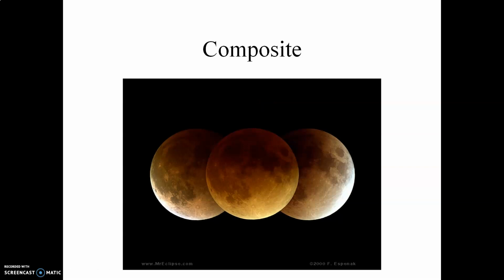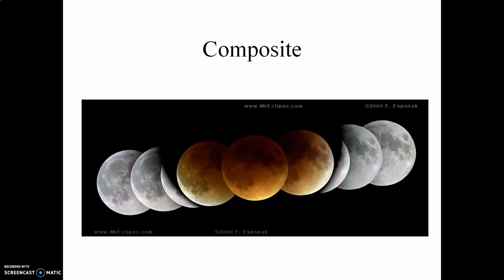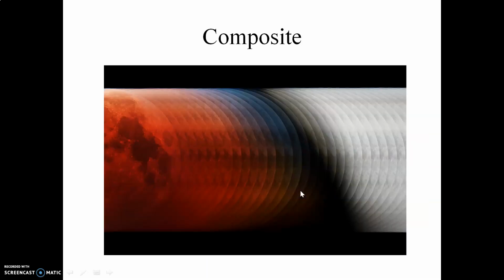Here's a nice composite picture that starts to give you an idea of the size of the Earth's umbra that is being cast. In this photograph here, and in particular this one right here, you can begin to see that the Earth's umbra is around 3 lunar diameters in size. It takes the moon about 45 minutes or so to move from one side of the umbra to the other during the total phase of the lunar eclipse.